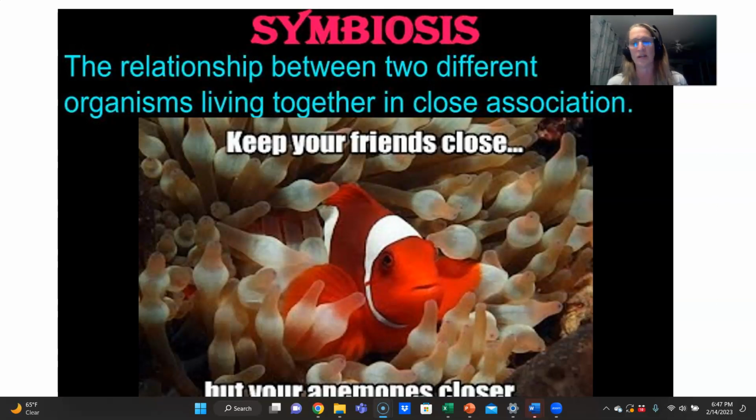So here we have this picture of a clownfish in an anemone, and it's playing on the keep your enemies closer, keep your friends close, but keep your anemones closer. This is considered a mutualistic relationship where both the clownfish and the sea anemone are both benefiting, but a lot of people would just refer to that as symbiosis. It is a type of symbiosis, but only one specific category.